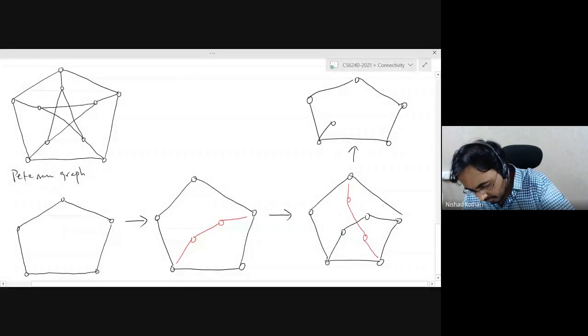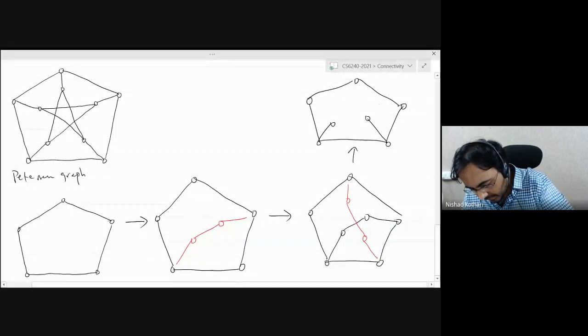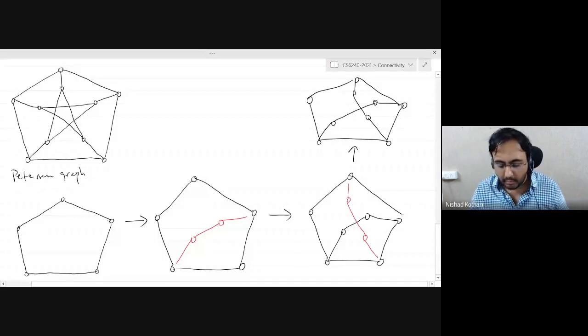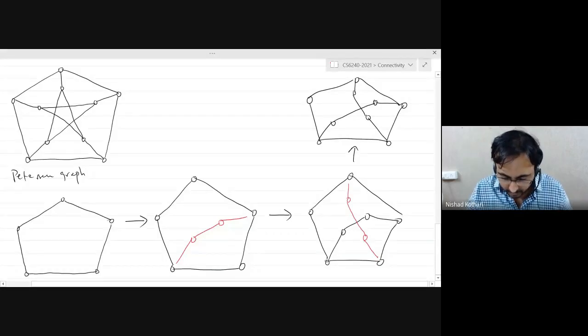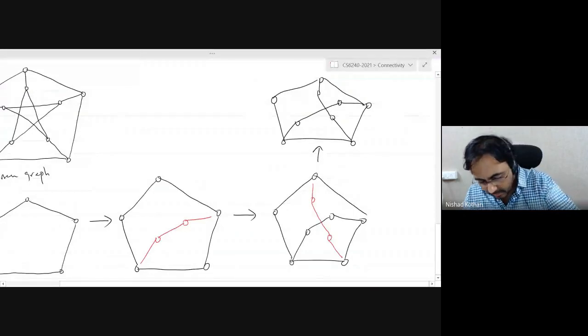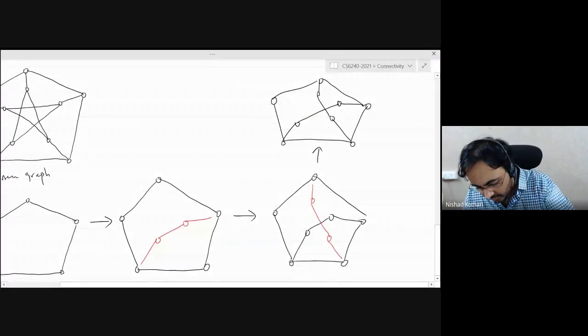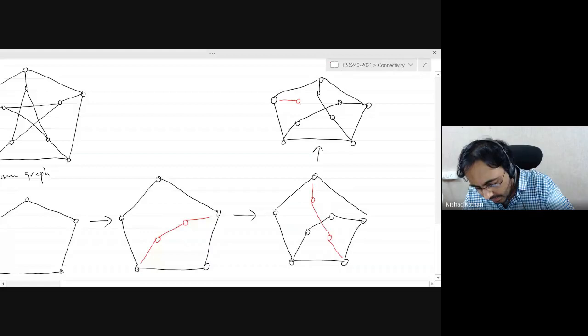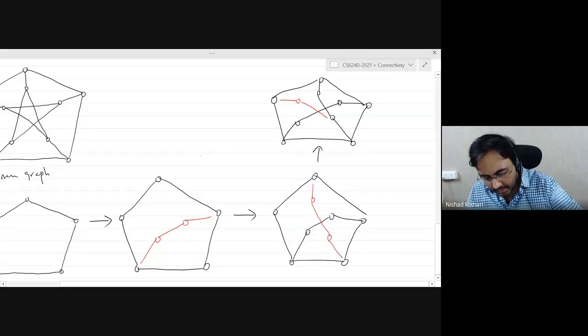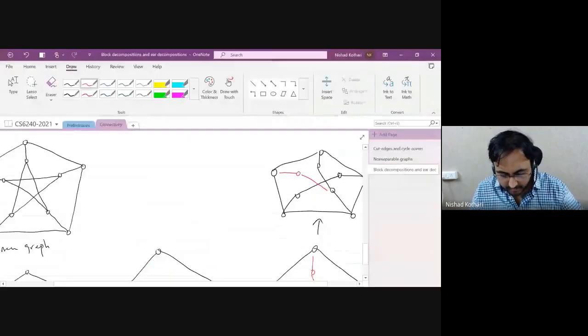So I already have these things in the graph. I've already added this much. And now I want to add one more ear. Okay, so let me use red color again. Let me introduce this last vertex, which has not been added yet. And let me join this here. Okay, and now I have covered all of the vertices of the graph.